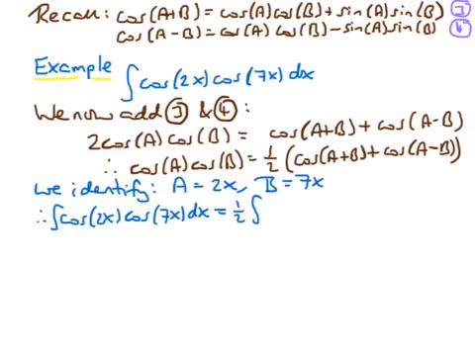And then we have inside for our integrand the cosine of, in our first term, A plus B, so that's 2x plus 7x, which is 9x. And we then have plus the cosine of A minus B, so that's 2x minus 7x, which is minus 5x. And this is all integrated with respect to x.